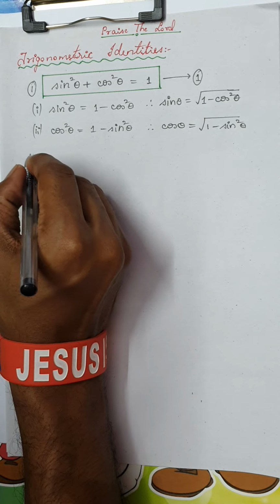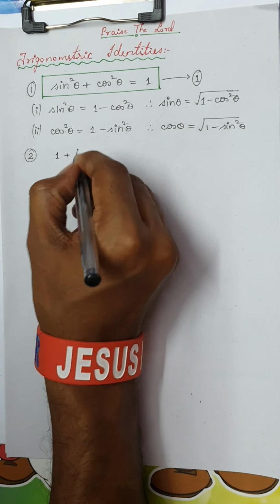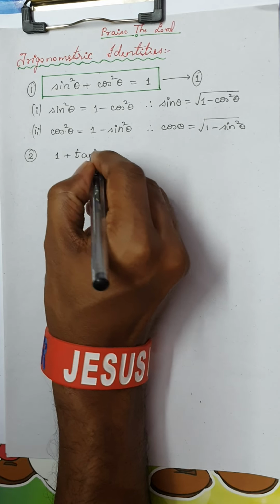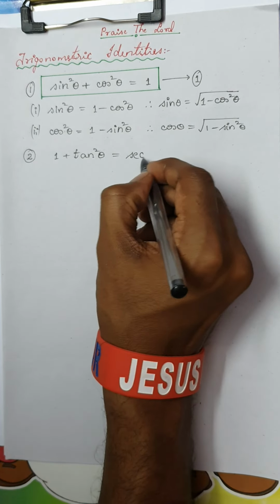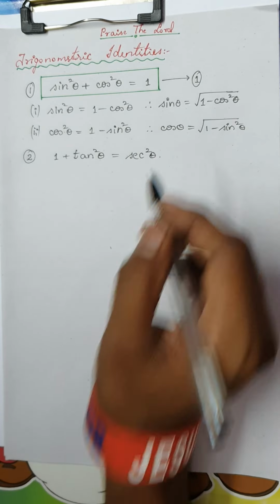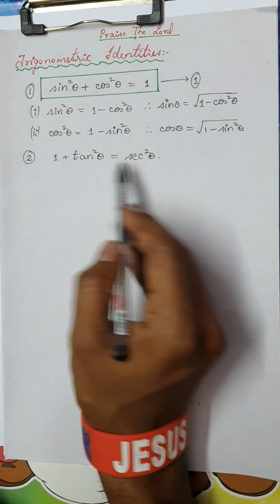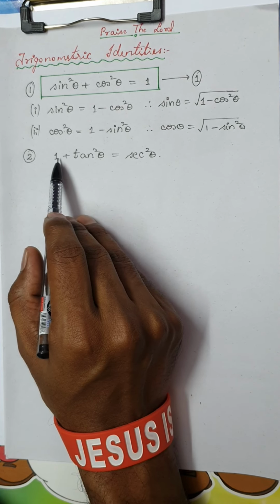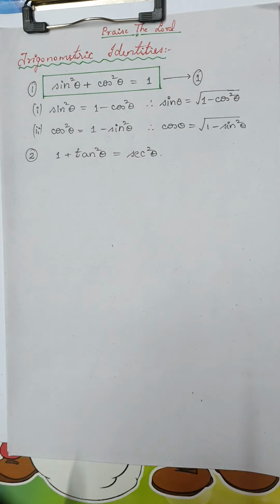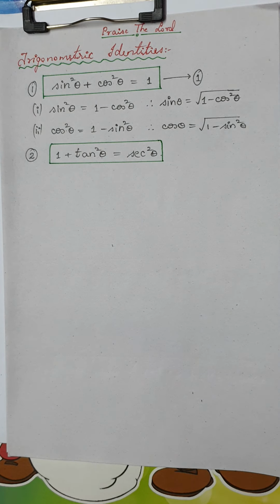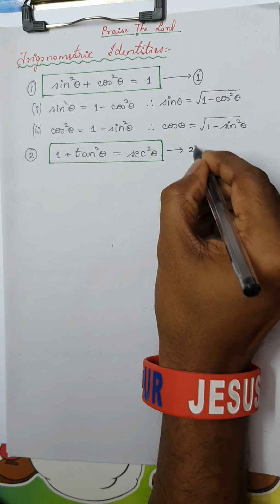Now going on to the second one. The second trigonometric identity is 1 plus tan square theta, which is nothing but secant square theta. Here in the first one, sine and cos will be on one side. Here in the second identity, 1 will be on one side and tan square. 1 plus tan square is equal to secant square. So this is the second trigonometric identity.